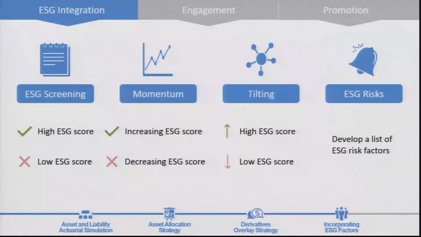Thank you, Harry. Apart from divestments, there are other ESG strategies available for us to choose. For example, ESG screening would include assets with high ESG scores and exclude those with low ESG scores. The momentum strategy tries to catch momentum in ESG ratings by incorporating assets with increasing ESG scores from the last 12 months and dropping those with decreasing scores. The tilting strategy will give more weight to assets with high ESG scores and lower weights to those with lower ESG scores.